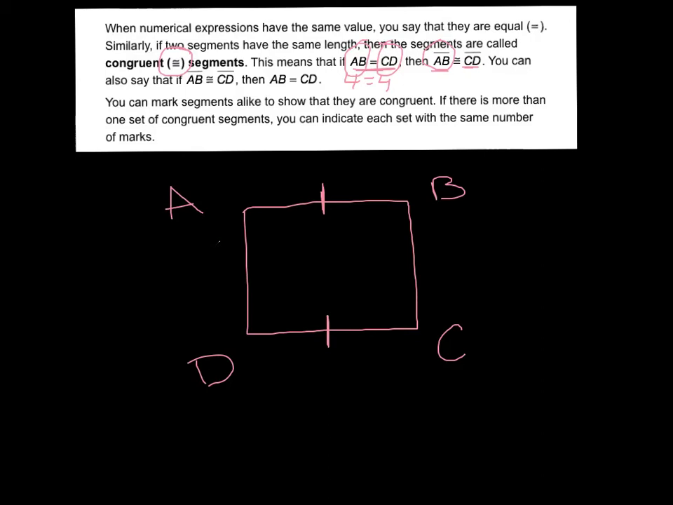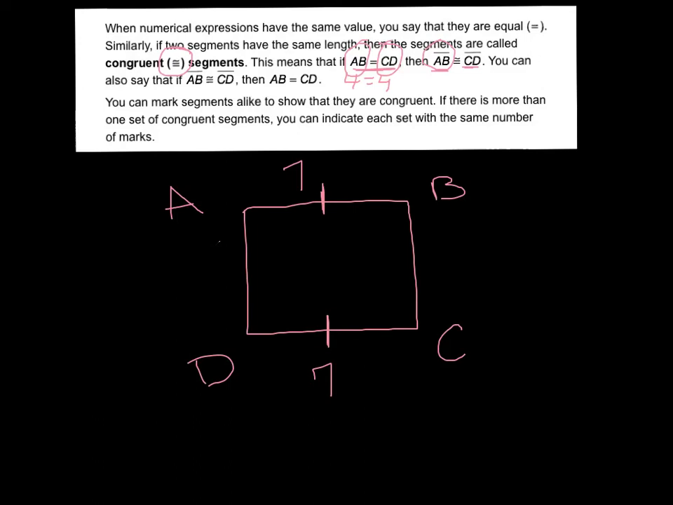And you can also go the other way. If 2 segments are congruent, then I know they're equal. So AB is congruent to CD. So if AB equals 7, I know that CD equals 7. So basically, it's saying that congruence and equal are the same thing. It's just know when to use congruent, when to use equal.